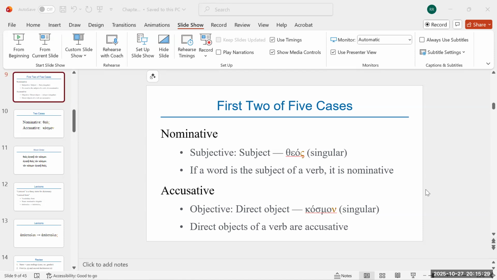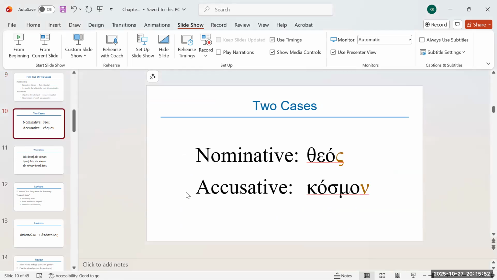The sigma on the end announces that it's in the nominative. Now, as you have probably figured out, you are learning your Greek nouns in the nominative case. So you have nominative, you have accusative. And again, here are the examples theos and cosmon.